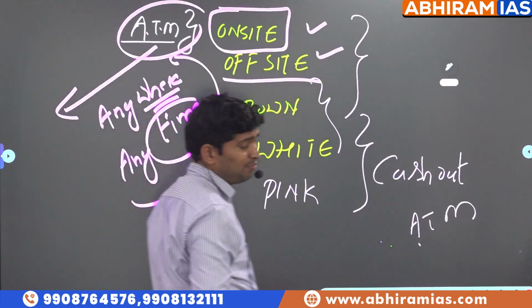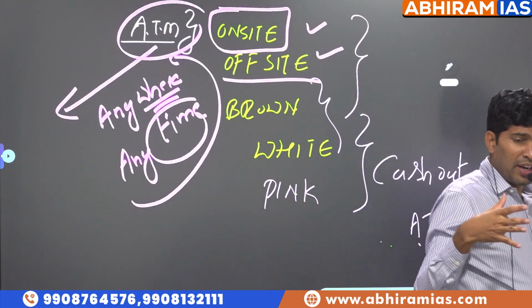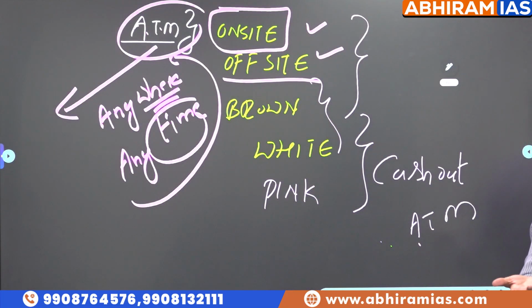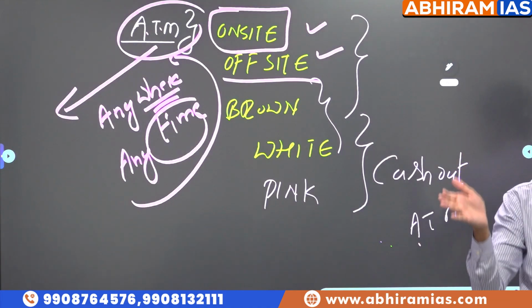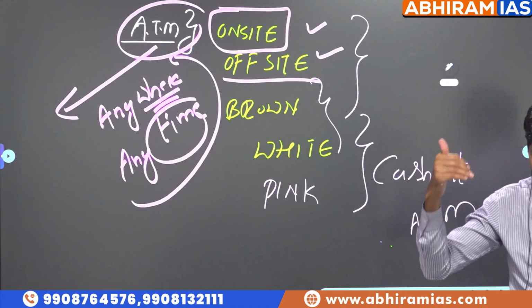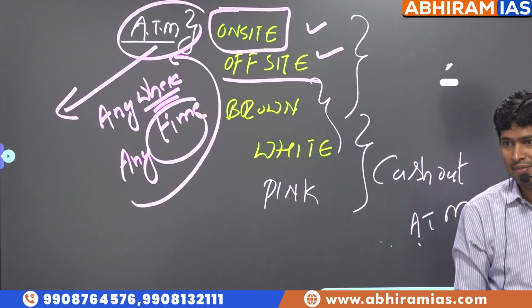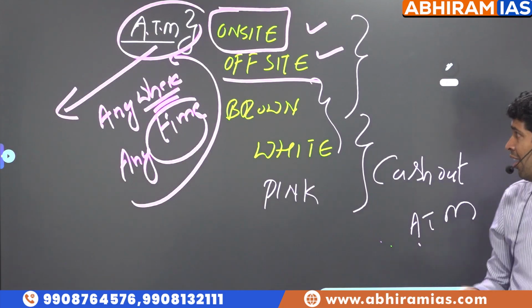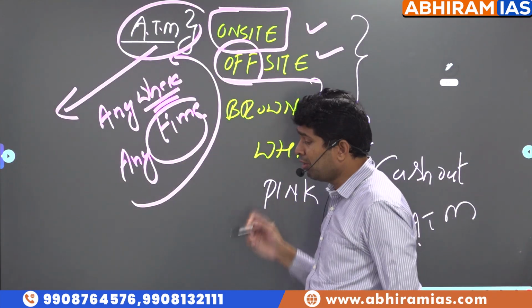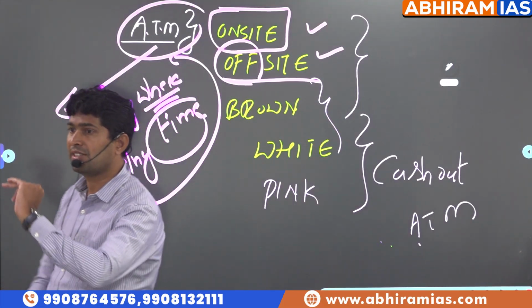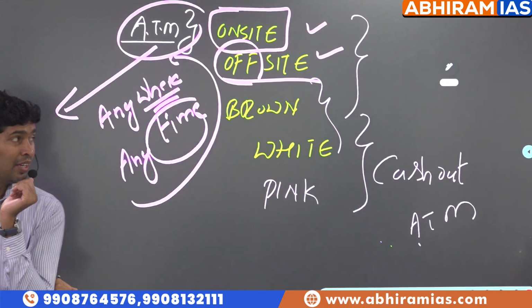Now on-site ATM, off-site ATM. What is on-site ATM? If the ATM is located within the premises of the bank branch, that's called an on-site ATM. Look at any bank branch, opposite the bank branch or in the bank branch, one ATM is associated. On-site ATM. Off-site ATM: the ATM is located far away from the bank branch. That's called an off-site ATM.